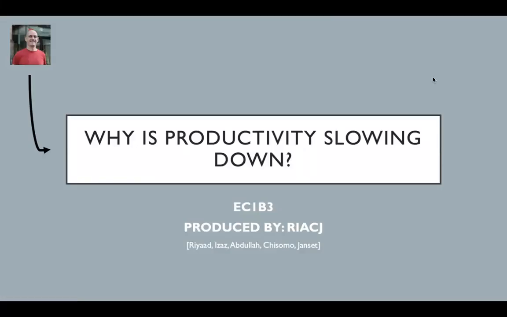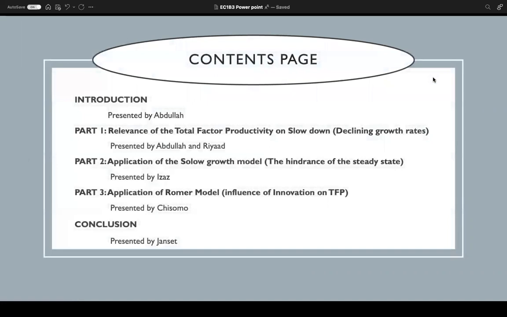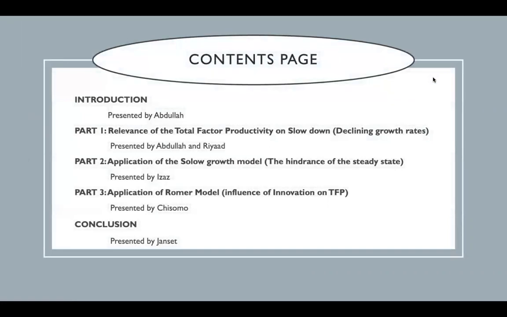The video is based on the report, Why is Productivity Slowing Down? The report discusses the phenomenon of slowdown in productivity growth in developed countries. We will examine the reasons as to why this has occurred and the main contributing factors. We will use economic models and theories to understand the slowdown in TFP.